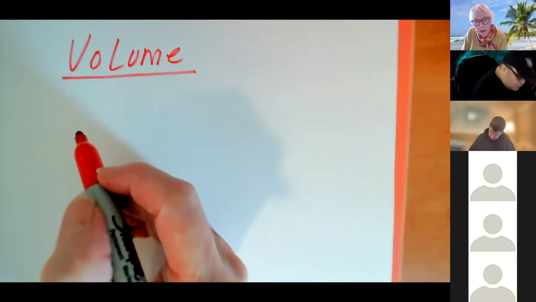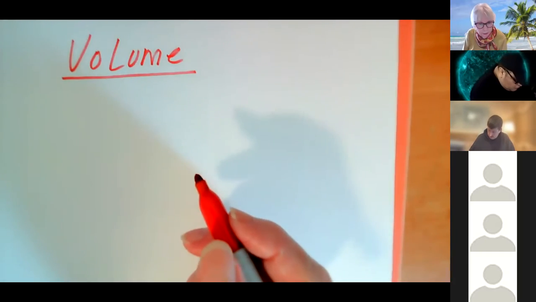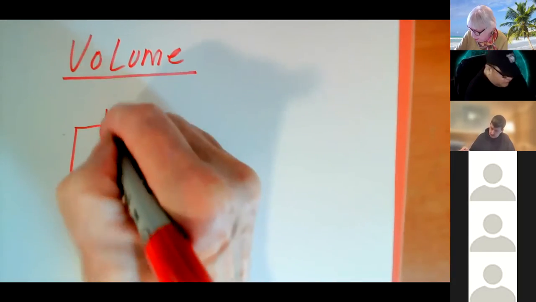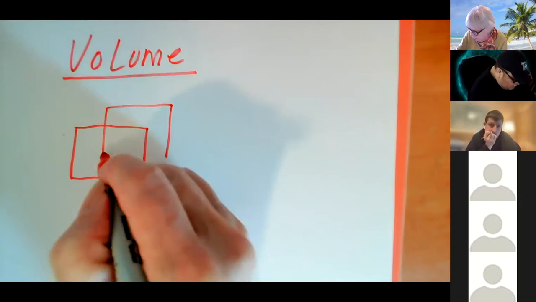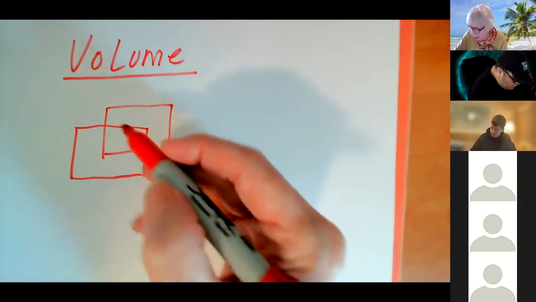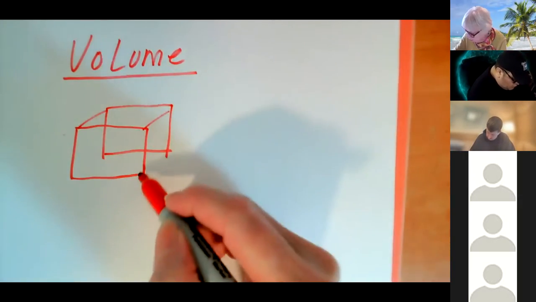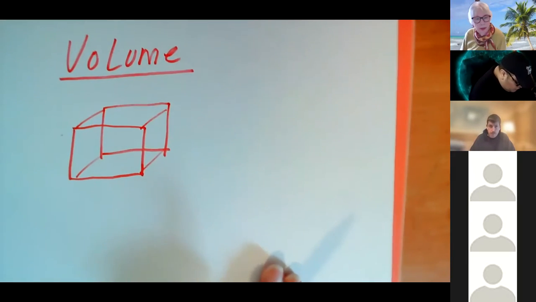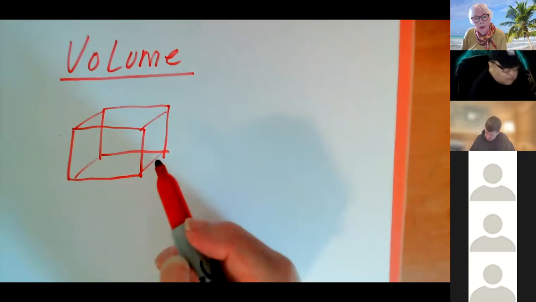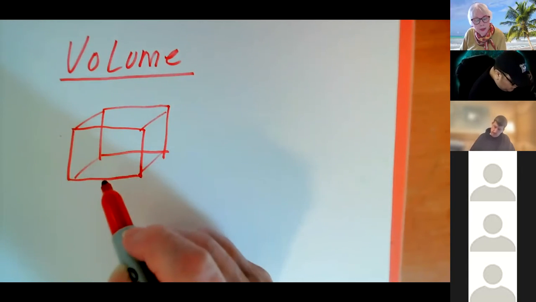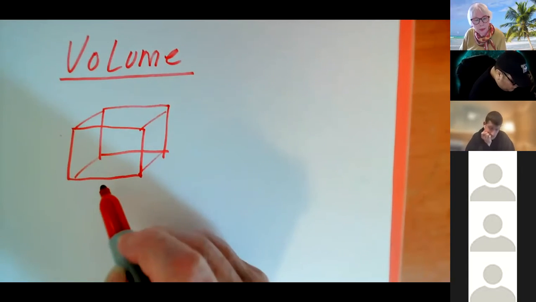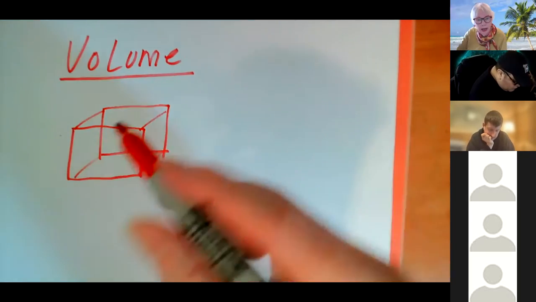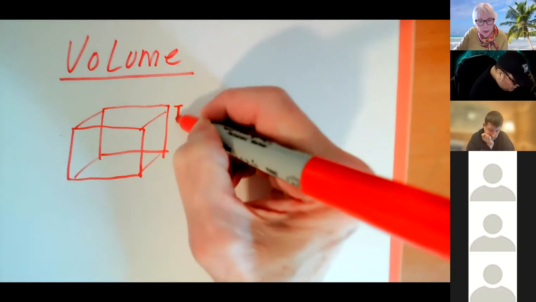So the third section is skipped. It's about surface area, but the fourth section is volume. Now, volume is three-dimensional. So I'm going to start with my rectangle again, because that's a good place as any to start. And so I draw it like that, and then I connect. If you're a better drawer than me, but that's an easy way to draw. So volume has to do with how much is inside.